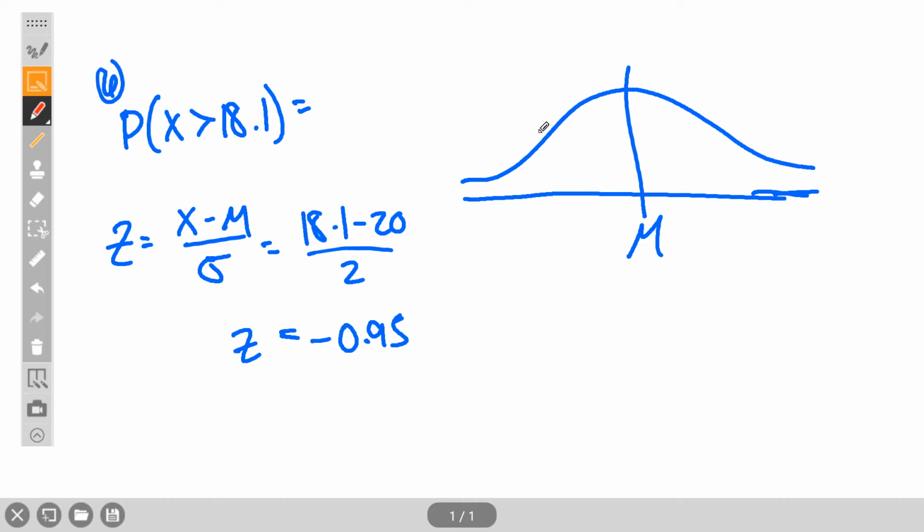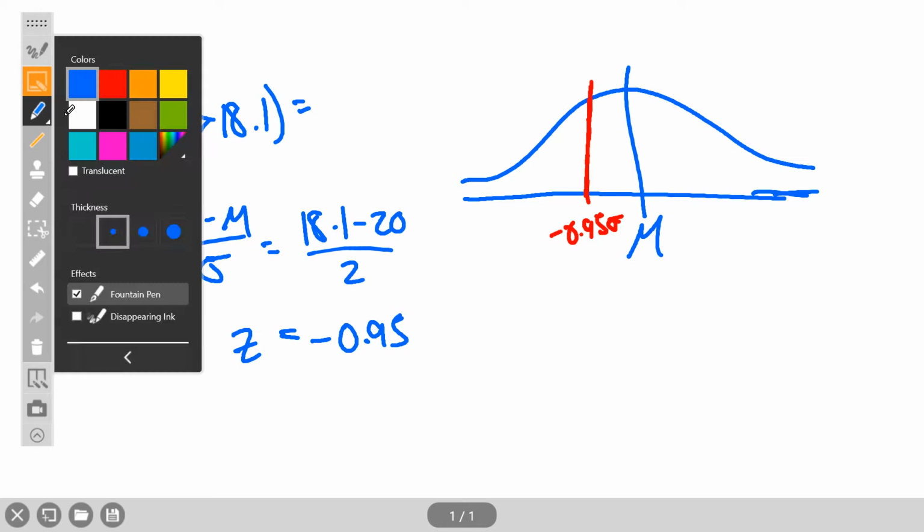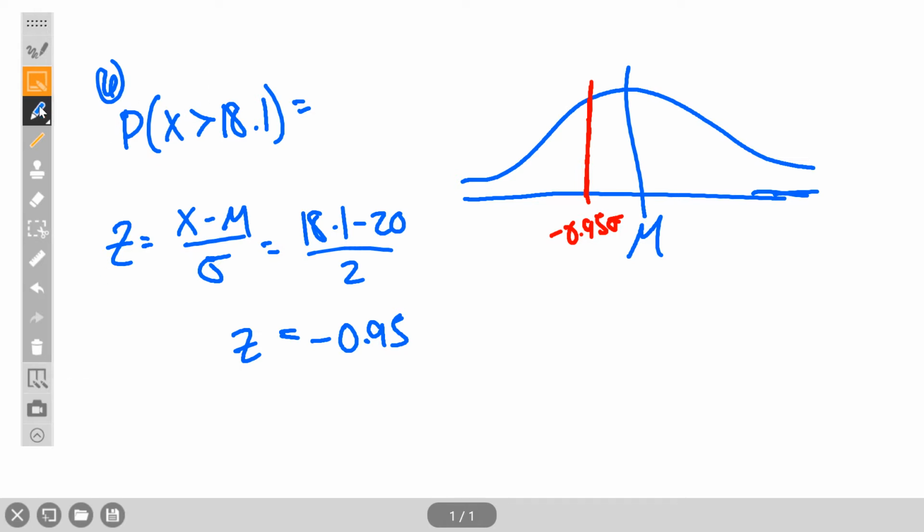That tells me how many standard deviations. It is almost 1 standard deviation below the mean. It's negative 0.95 standard deviations below the mean. Okay? So, and I want to know the probability that it is greater than that. Okay, so I want to know over here. Well, my z-table is going to give me this right here. So I need to calculate this first from my z-table. So negative 0.95.